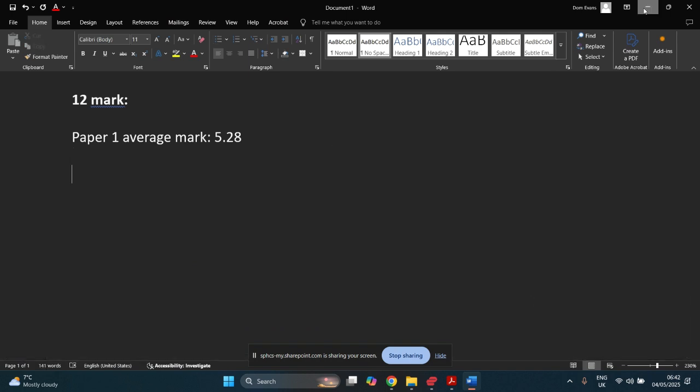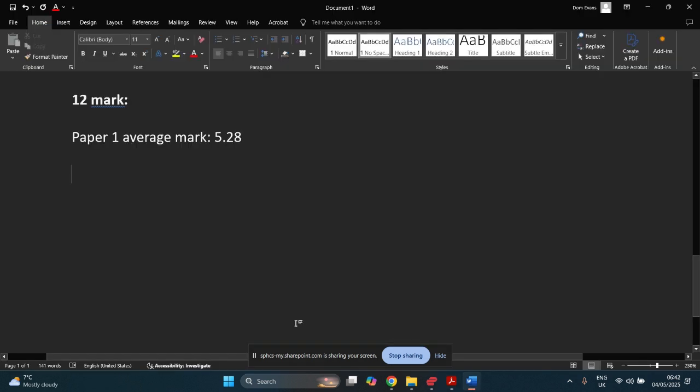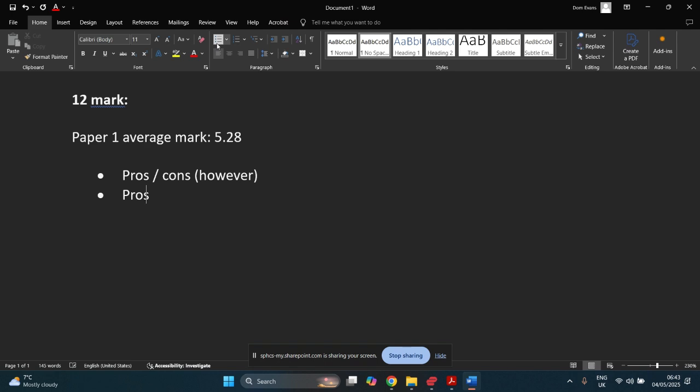In the 12 marker, every time you've got 2 options, option 1, option 2, you need a paragraph on each of them. Your paragraph can either focus on pros or cons, it doesn't matter. And I recommend a brief however at the end. So if you've done the bulk of the paragraph on cons, have a brief however, the pro of option A, pros, cons, option B with a brief however.